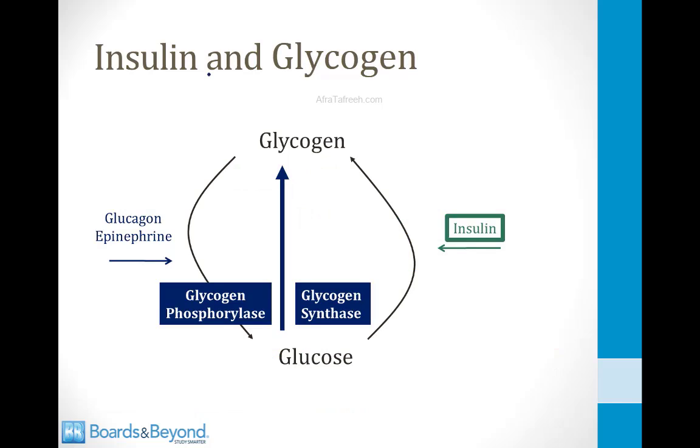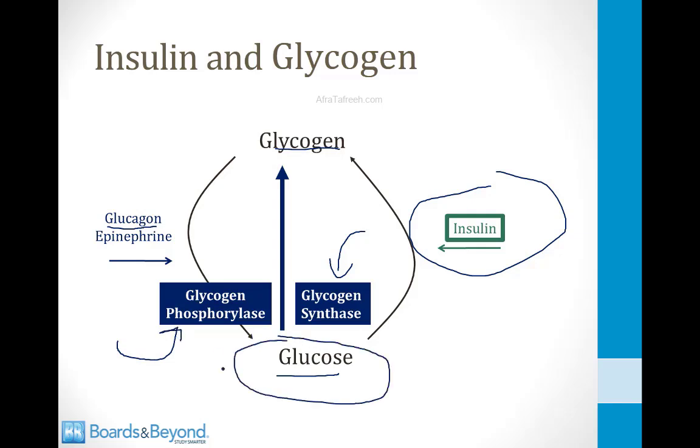This is a slide from our glycogen module showing you that insulin can activate the enzyme glycogen synthase so that glucose will be converted into glycogen. Conversely, when glucagon levels are high and insulin levels are low, the enzyme glycogen phosphorylase becomes active so that glycogen is broken down into glucose.